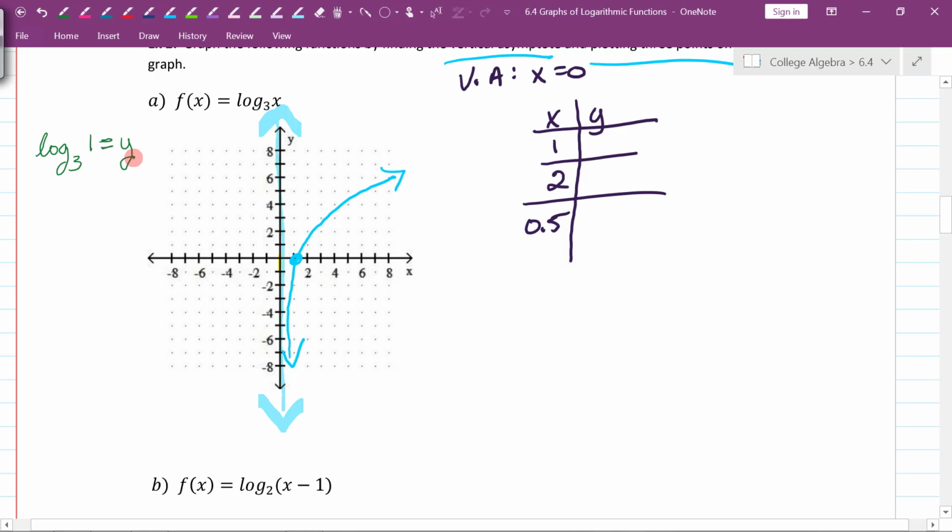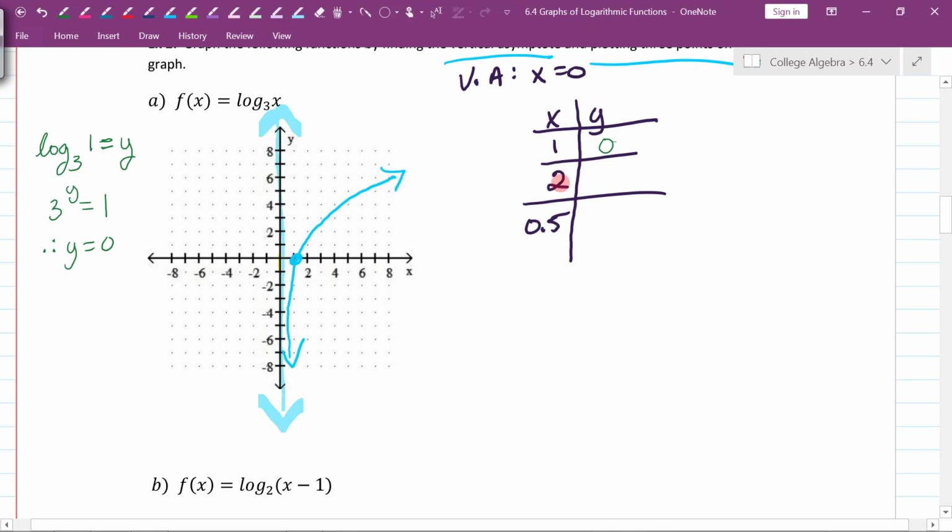Now write this in exponential form. So this means 3 to the y equals 1. Well, in order for that to be a true statement, what must y equal? Y must equal 0. Do you agree? So we'll put 0 right there, which makes perfect sense. This gives me my x-intercept at the point (1, 0). So that works out very well.